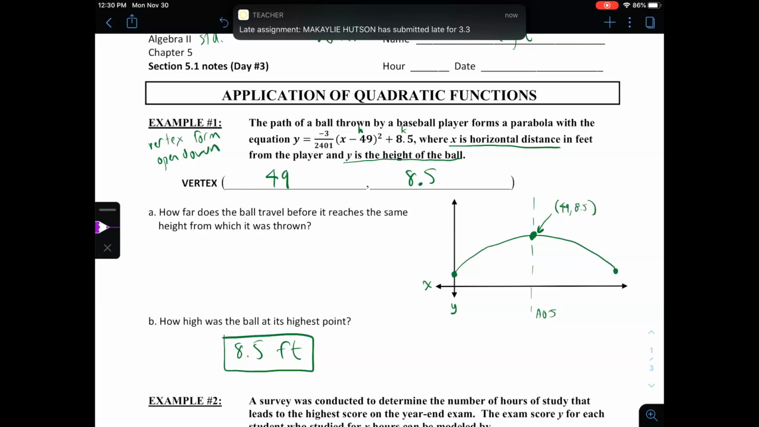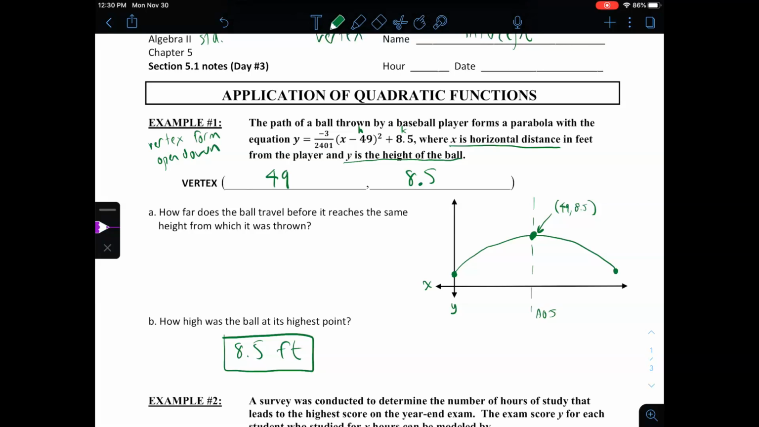Okay. So that's that. And now we're looking for how far the ball travels before it reaches the same height from which it was thrown. So we're going from where it started right here and ending over here, right? Okay. So my question for you, if we make an X and Y table here, we're only going to do 3 points.